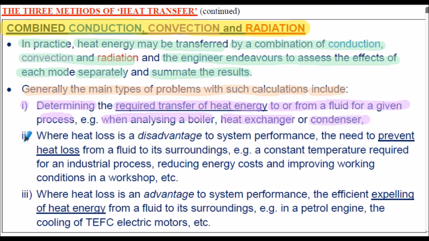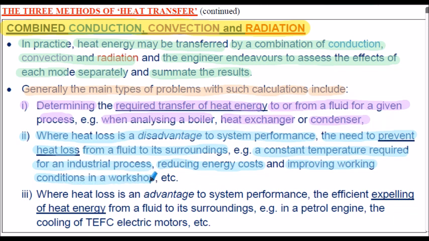A second type of problem relates to where heat loss is a disadvantage to system performance. In this case, there's a need to prevent heat loss from a fluid to its surroundings. For example, we might require a constant temperature for a particular industrial process, so we need to avoid heat loss from pipes, etc. Preventing heat loss will reduce energy costs and also can improve the working conditions of a particular workshop.